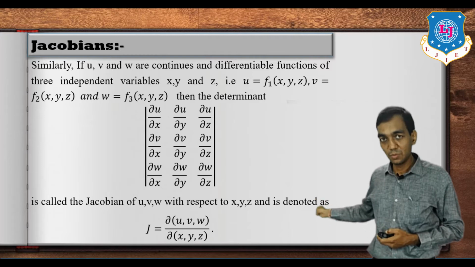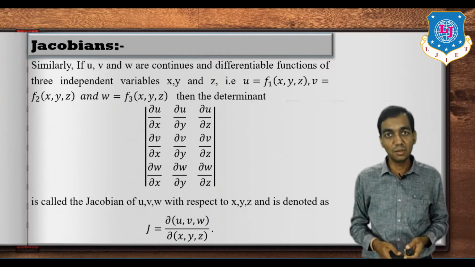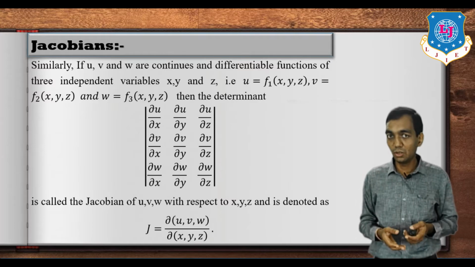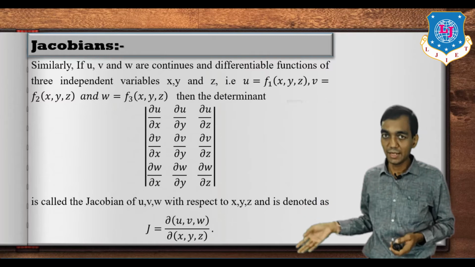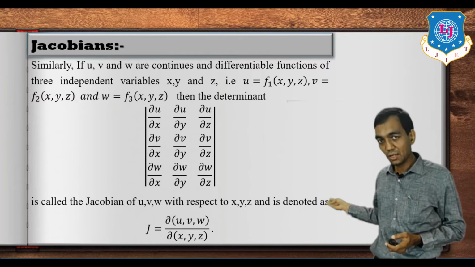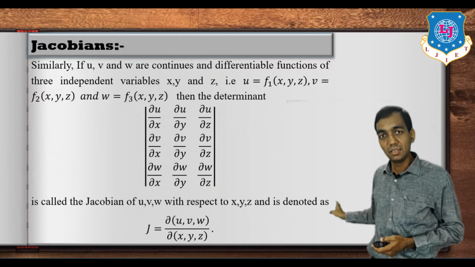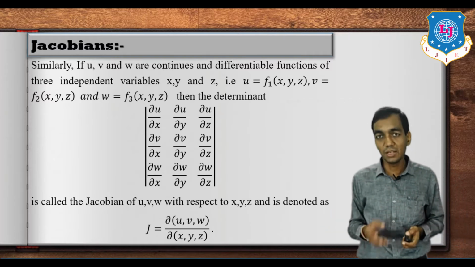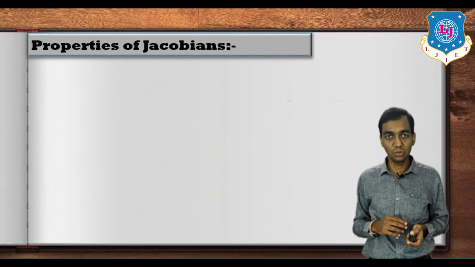And the third row is del w by del x, del w by del y, del w by del z. Then this determinant is called the Jacobian of the variables u, v and w with respect to x, y and z, which is denoted by capital J or del of (u, v, w) divided by del of (x, y, z).